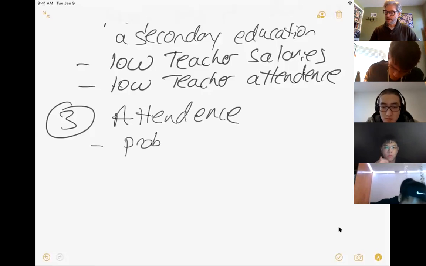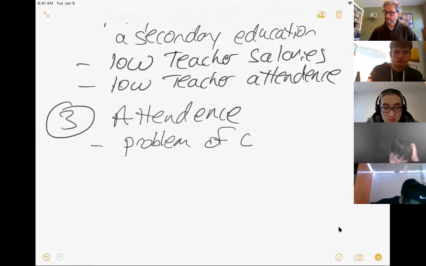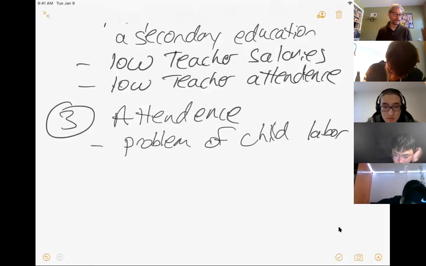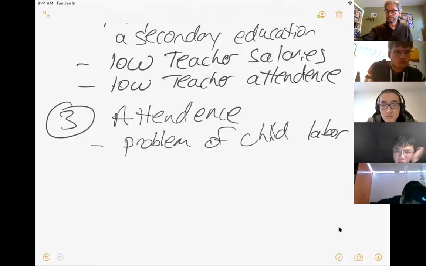It's not just teachers that don't show up, it's the students themselves. This is the problem of child labor. Many kids can't go to school because they really do have to work. If you're living close to subsistence levels of income, having kids working is not an option, it's really a requirement. Here's the good news.